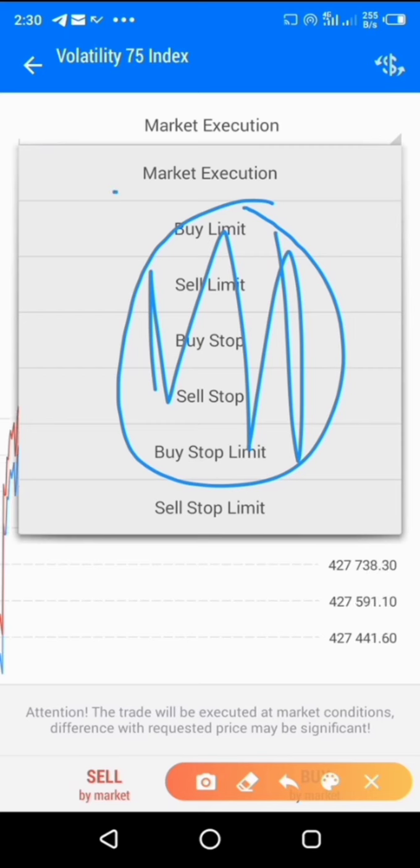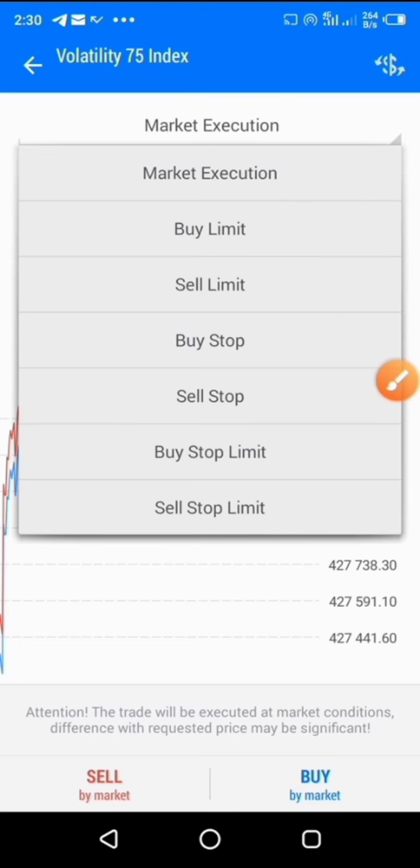But for market execution, that means you first of all enter the market and then you modify the order and enter your take profit and stop loss variables. So let me give an example.